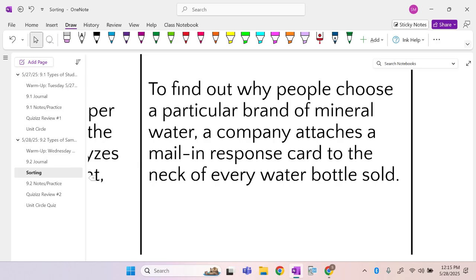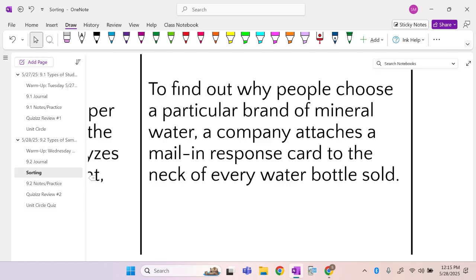All right, write it down. We're going to raise in 3, 2, 1. All right, so if you picked voluntary, you are correct. Why is it voluntary? Mail in.